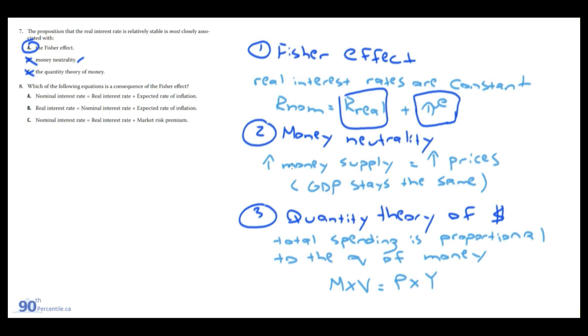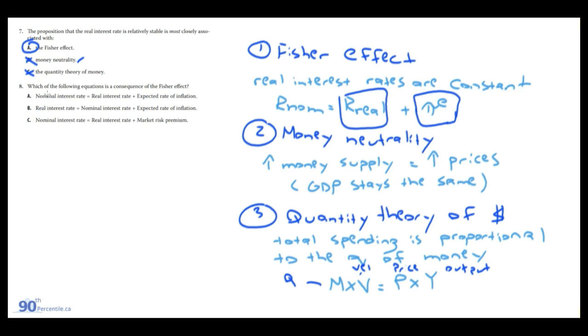And then finally, the quantity theory of money basically just says that total spending in an economy is proportional to the quantity of money. And it uses this formula with M being quantity of money, V being velocity, so how quickly money is spent, and then P being price, and Y being output. So it equates these two. But like we said, that isn't the answer here. Just thought I would cover it really quickly.